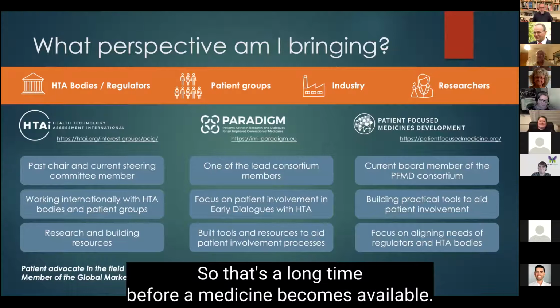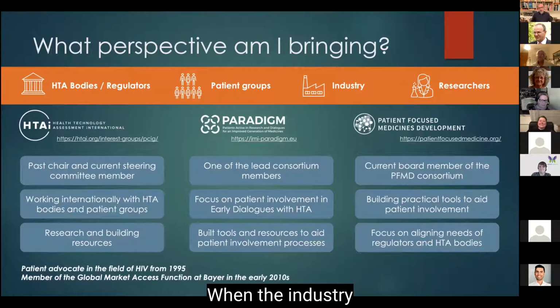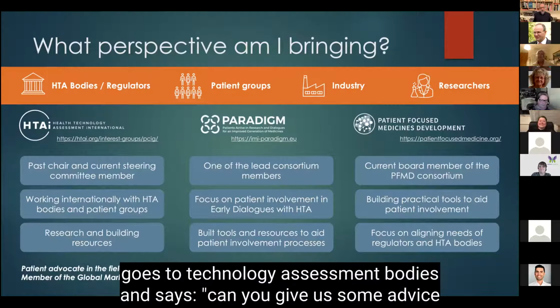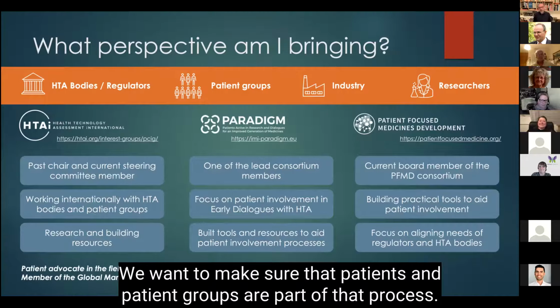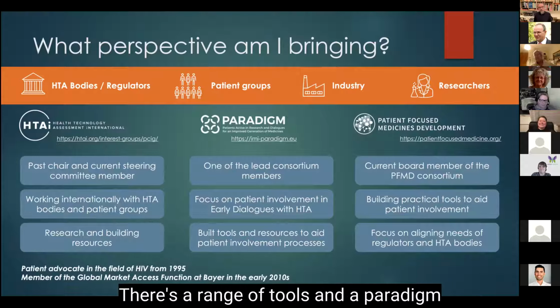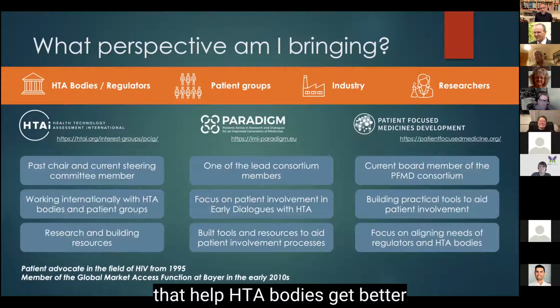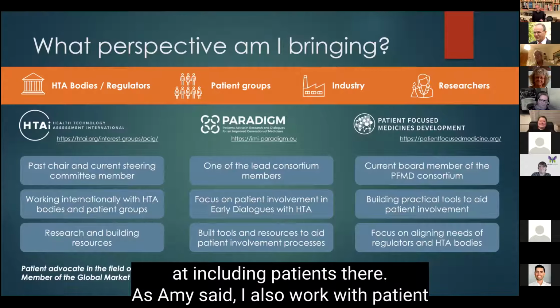So that's a long time before a medicine becomes available, when the industry goes to health technology assessment bodies and says, can you give us some advice about the kinds of evidence we should be collecting? And we want to make sure that patients and patient groups are part of that process. So there's a range of tools and a paradigm that help HTA bodies get better at including patients there.